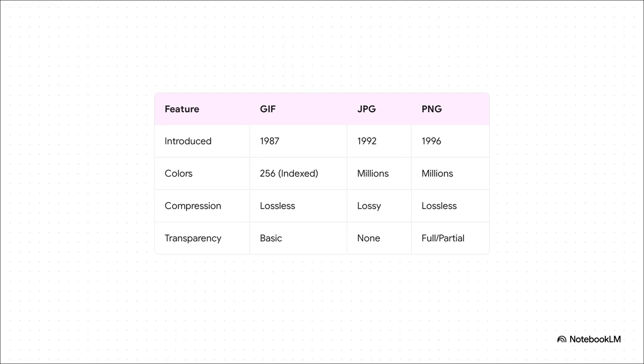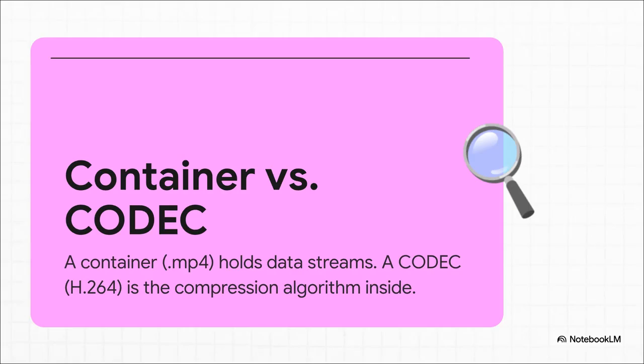The GIF, all the way from 1987, uses lossless compression, but it's limited to just 256 colors, which is why it's great for simple animations. The JPG uses lossy compression to handle millions of colors, making it perfect for photographs. And PNG is a more modern format that gives you the best of both worlds: lossless compression with millions of colors and full transparency. Now for video, it gets one layer more complex.